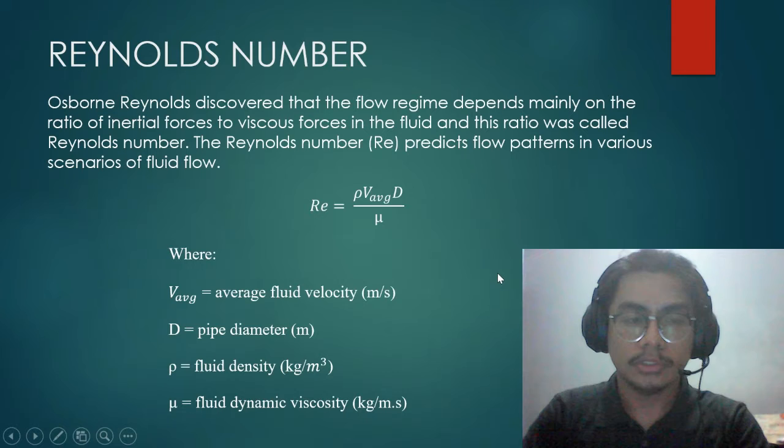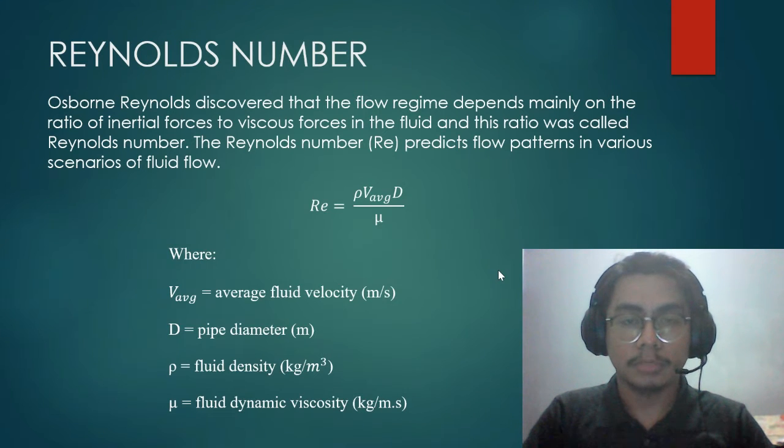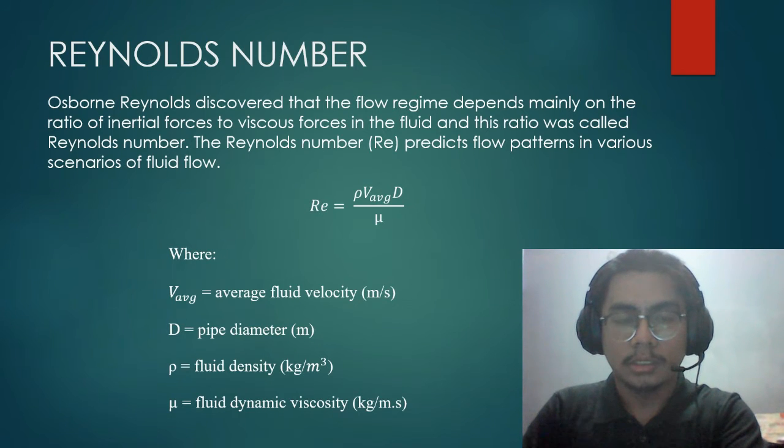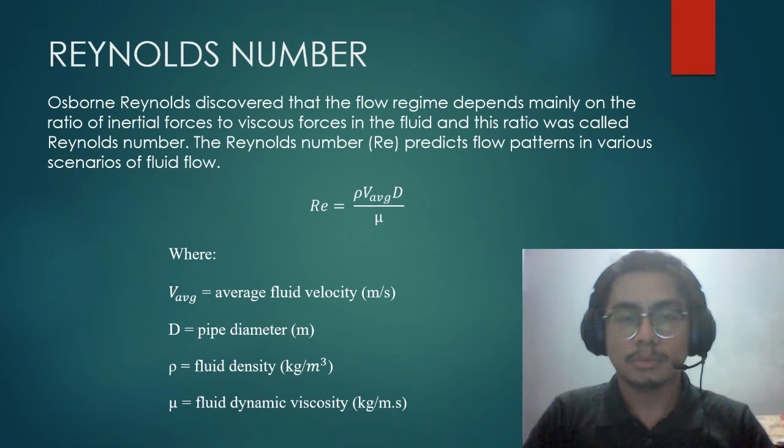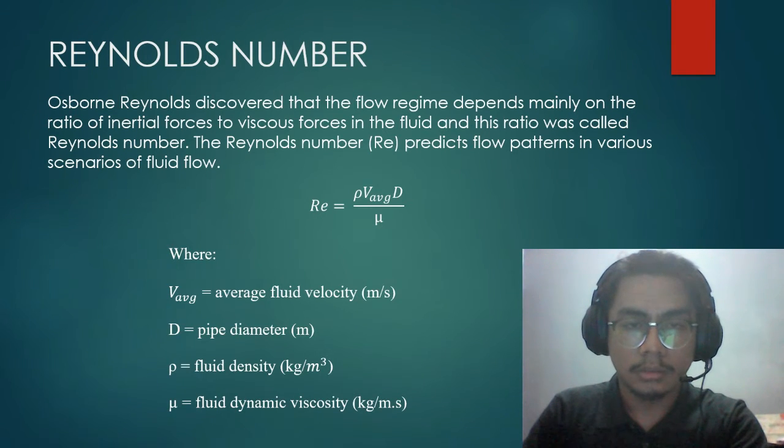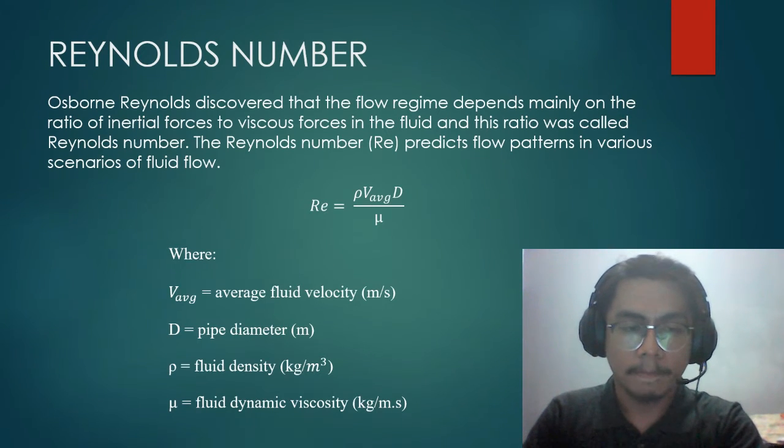Okay, for Reynolds number, Osborne Reynolds discovered that the flow regime depends mainly on the ratio of inertial forces to viscous forces in the fluid, and this ratio was called Reynolds number. The Reynolds number predicts flow patterns in various scenarios of fluid flow. Below we can see the formula for Reynolds number, where density times average velocity times diameter of the pipe, divided by fluid dynamic viscosity.